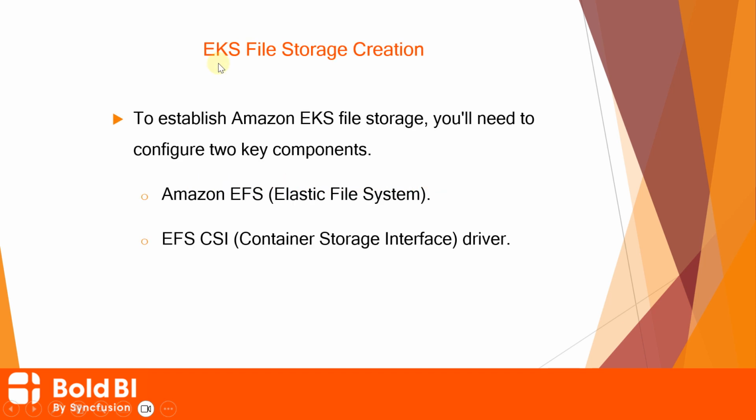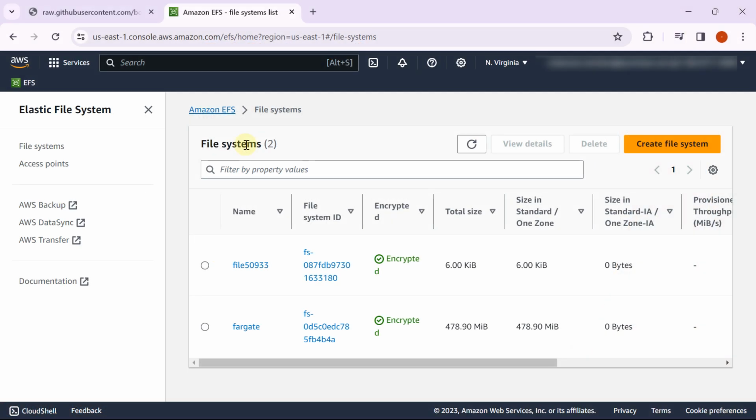To establish Amazon EKS file storage, you'll need to configure two key components: Amazon Elastic File System and EFS CSI driver. EFS is a shared file storage solution for applications within the EKS cluster. EFS CSI driver facilitates the connection between the Amazon EFS file system and the EKS cluster. First, you need to create an EFS file system. Here, the file system has already been created, so I will use it.